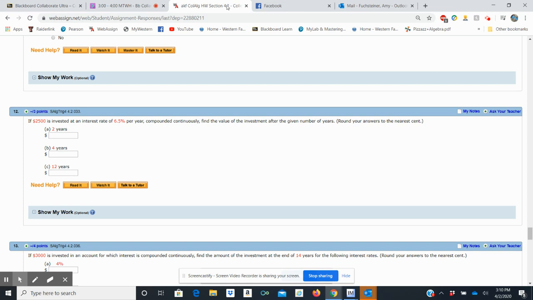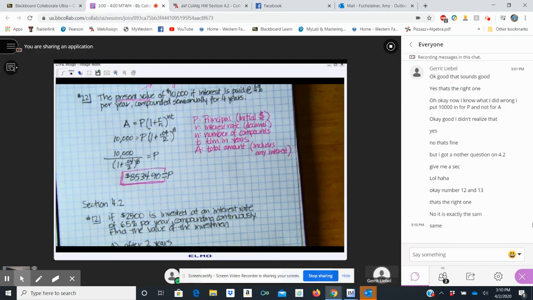And my 3 parts might be different from yours. For part A, I have after 2 years. For part B, I have after 4 years. And for part C, I have after 12 years. Your years may be different, but the formula and substitutions should stay the same. Okay, good. I'm glad it's exactly the same.